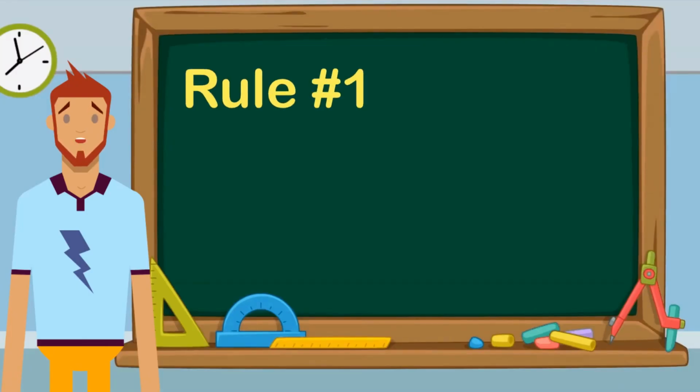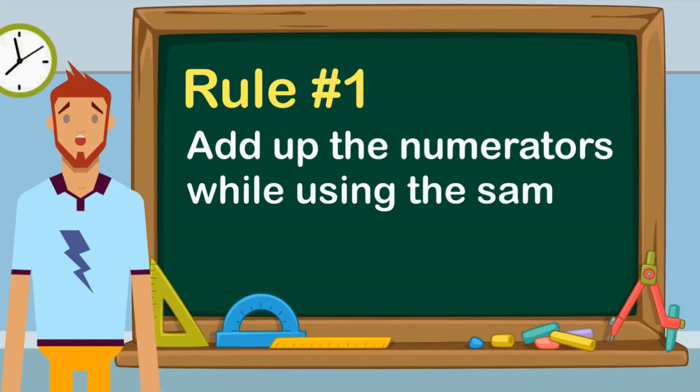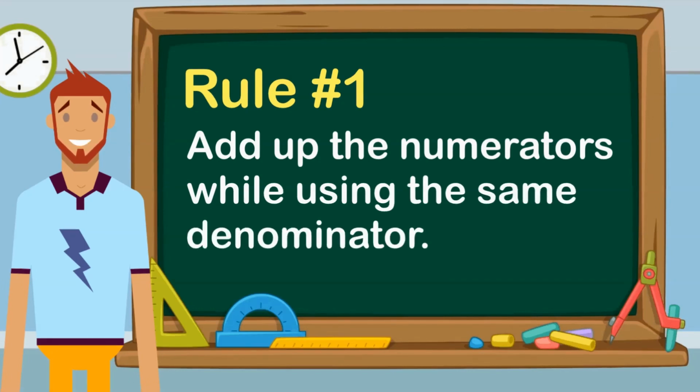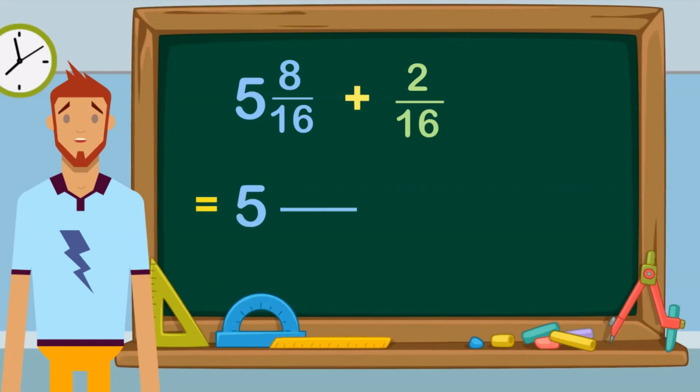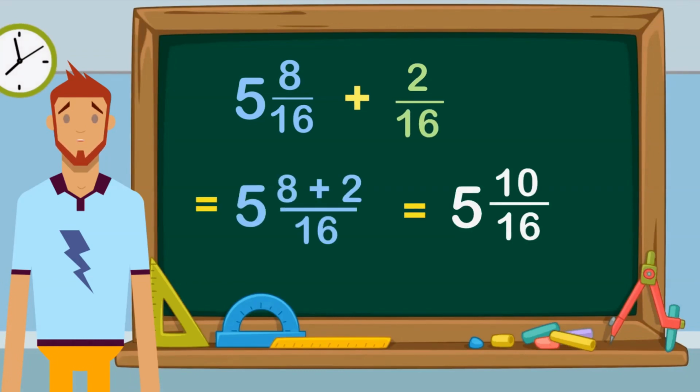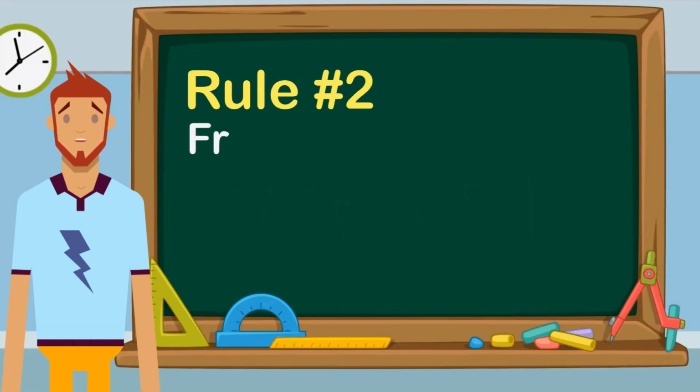When adding fractions with a common denominator, add up the numerators while using the same denominator. In this case, 5 and 8/16 plus 2/16 is equal to 5 and 10 over 16. That's quick and easy. Let's go with another rule about fractions.